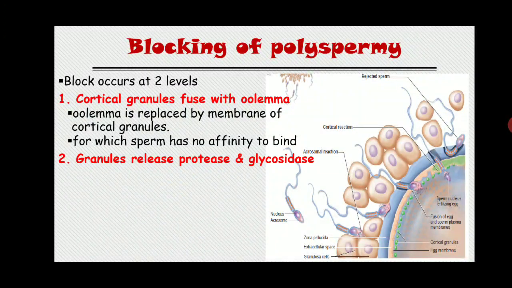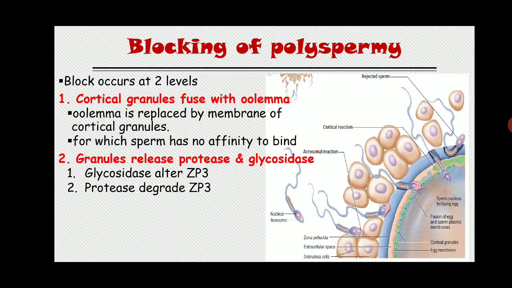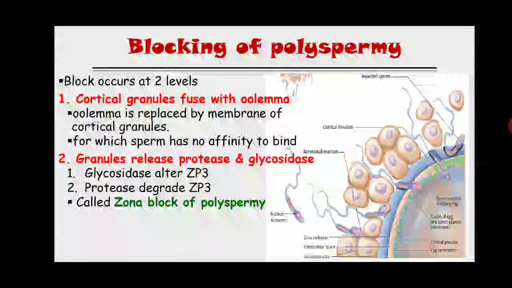Now the second thing is that the granule itself releases the protease enzyme, that is protease and glycosidase. Glycosidase will alter the ZP3 and protease will eventually degrade the ZP3. That thing is known as zona block to polyspermy. The prevention of a sperm from attaching to the zona pellucida by release of the protease and glycosidase is known as zona block of polyspermy, right? So blocking of the polyspermy will work at two levels. First is the cortical granule level, second one at the zona pellucida level.